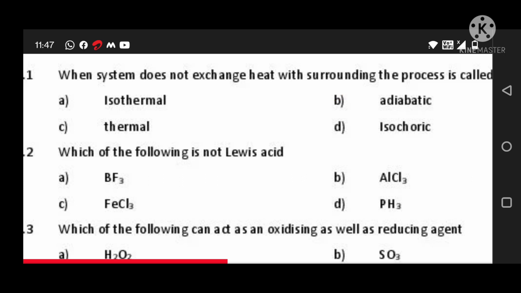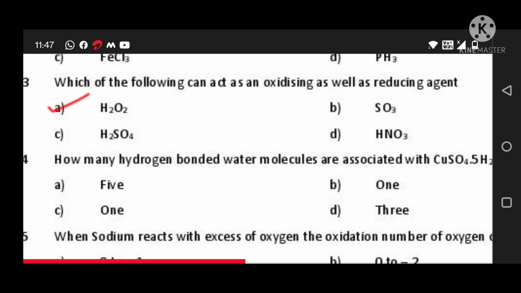Which of the following is not a Lewis acid? So PH3 is not a Lewis acid because it contains lone pair of electrons. Which of the following can act as oxidizing as well as reducing agent? Answer is hydrogen peroxide. With oxygen having -1 oxidation state, it can undergo oxidation as well as reduction.